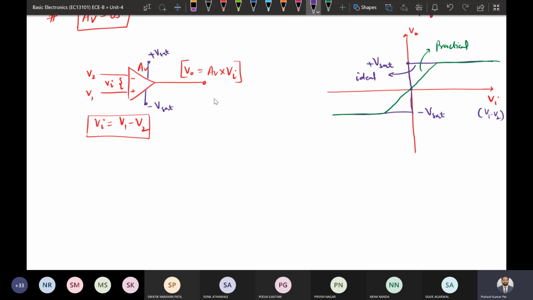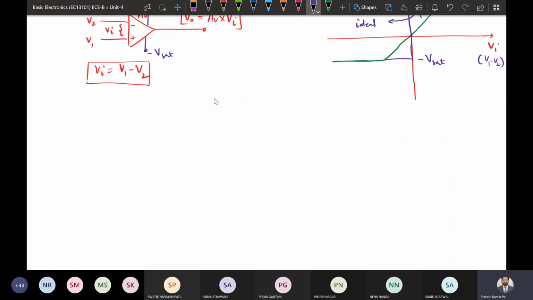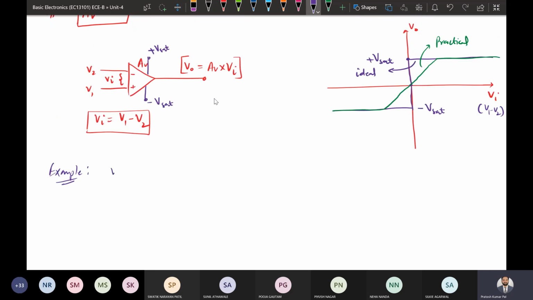Okay, so we will take some examples. Suppose we are considering the ideal case. If V1 is equal to 2 volt and V2 is equal to 5 volt, then what will be the output, if the operational amplifier is an ideal one?